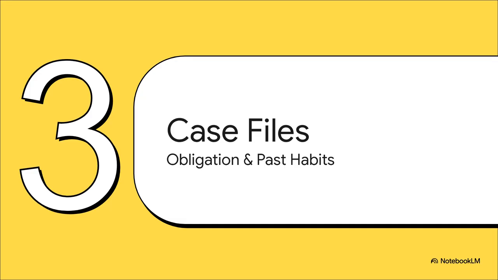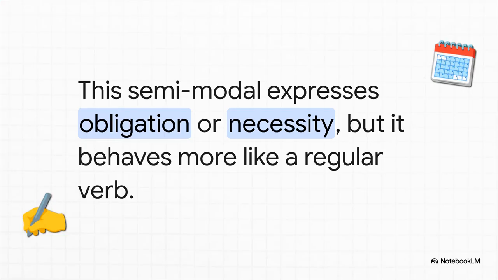All right, it's time to open up the case files. We're going to start with 2 rebels that handle some very common jobs, talking about things you have to do, and talking about habits from way back when. And first up, we've got have to. This is probably the most common rebel you're going to run into out in the wild. Its main job? To express a really strong obligation or necessity.